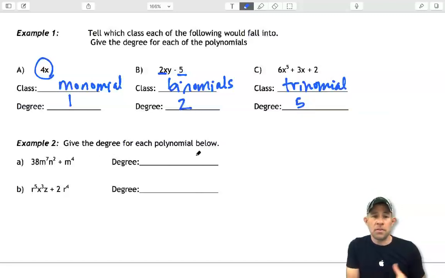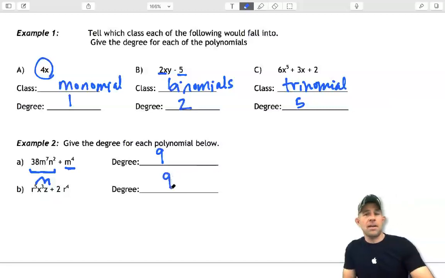Okay, in example 2, it says to give the degree of each polynomial below. So we have 38m to the 7th n squared. We're going to add the 7 and the 2. That degree is 9. The other term has a degree of 4, but remember, the degree of a polynomial with several variables is the one that has the largest sum total. All right, in example B, we have r to the 5th, x to the 3rd, and z to the 1st, and then plus 2r to the 4th. So again, we have our 5 and our 3 and our 1. That is a degree 9.